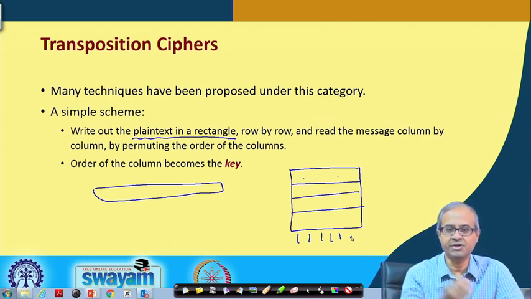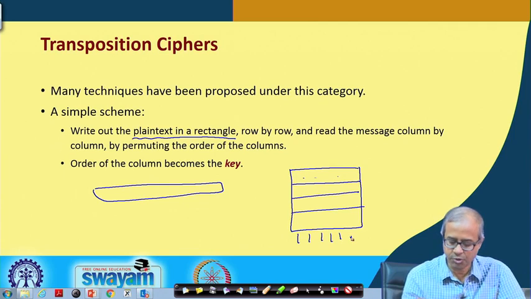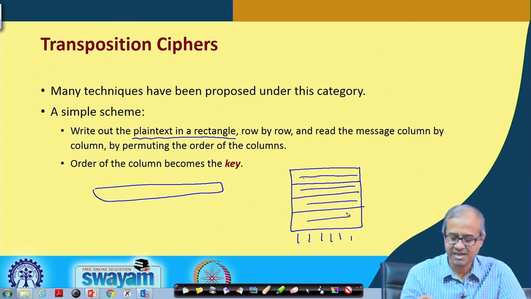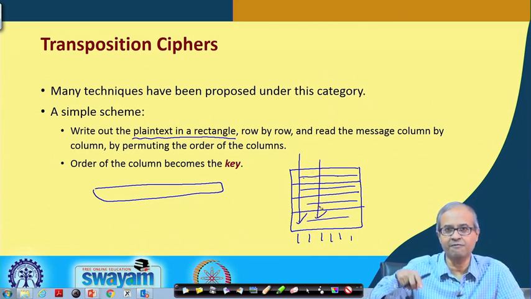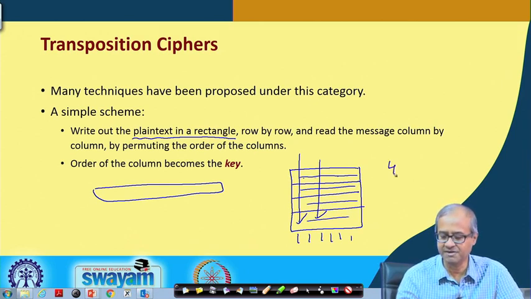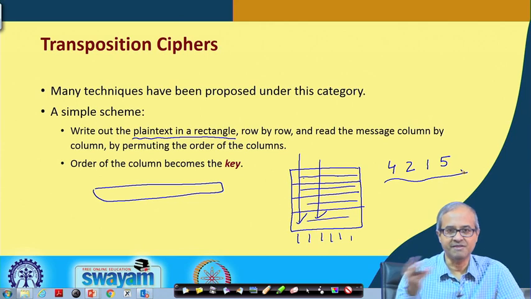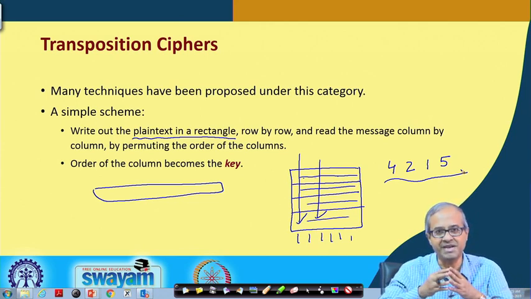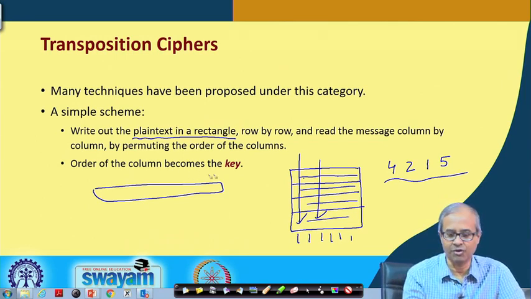I share it with the receiver, number of columns, and not only that, once I write down the text, for reading I will be reading it column by column, but not in the order of first column followed by second column followed by third column, not like that. Maybe I will be reading first the fourth column, then the second column, then the first column, then the fifth column. So, this will also be part of the key. So, if the receiver knows in which order the columns have to be read, then the plain text can be recovered. So, the order of the columns and of course, the number of columns becomes the key in this case.